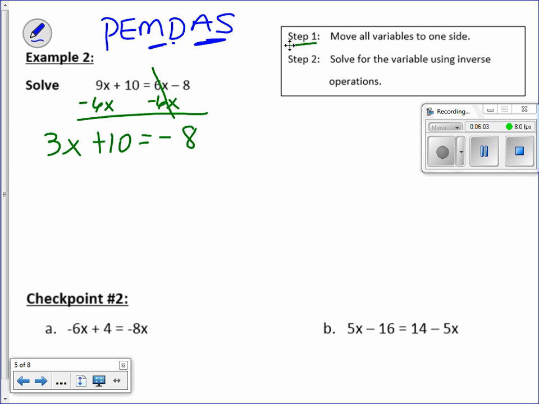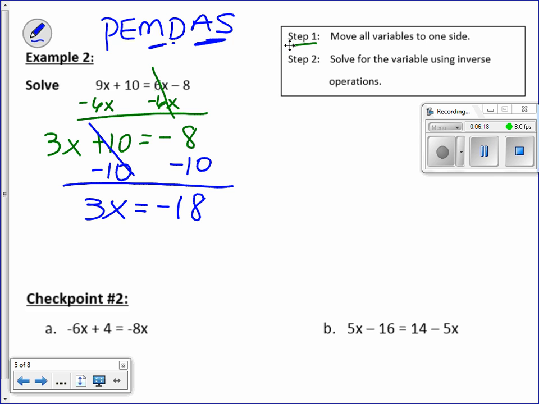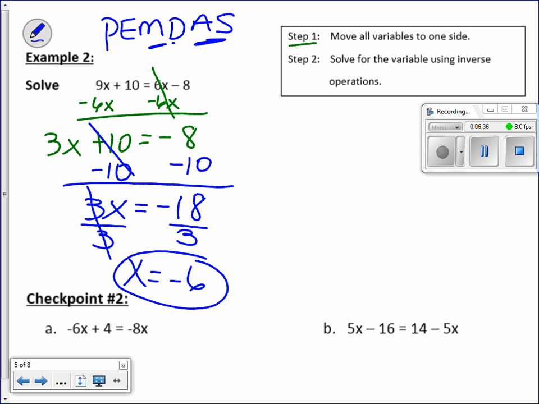So here, I have to get rid of that positive 10. And the inverse of a positive 10 is a negative 10. So I'm going to subtract 10 from both sides. I'm left with 3x on the left-hand side is equal to a negative 18 because my 10s cancel out. Now here I have 3 times x. The inverse of that would be to divide by 3. What I do to one side, I have to do to the other. The 3's cancel out, and x will be equal to a negative 6. And this is our example 2.